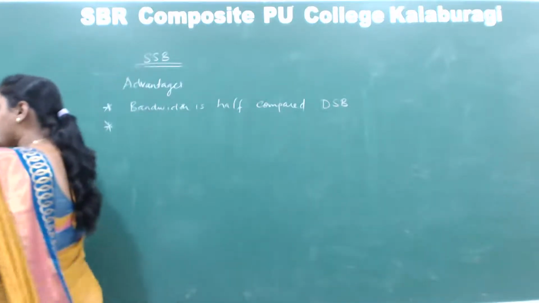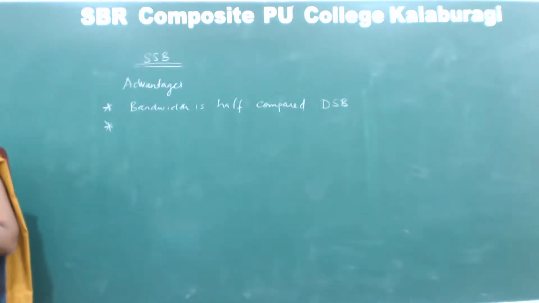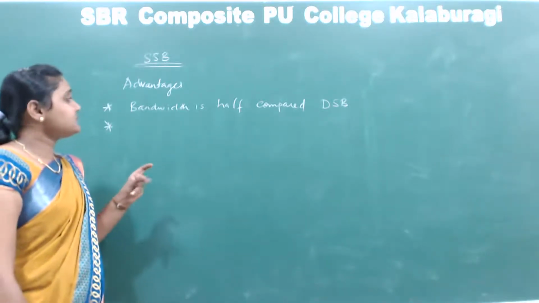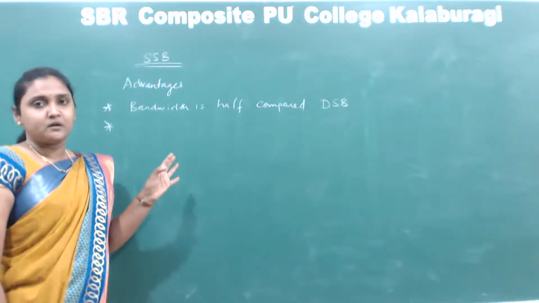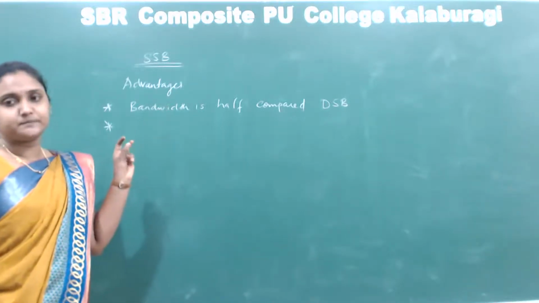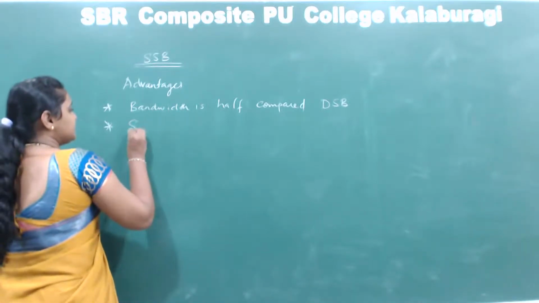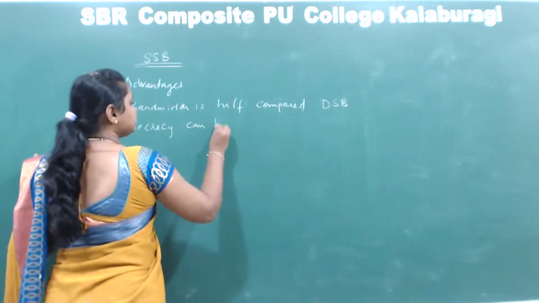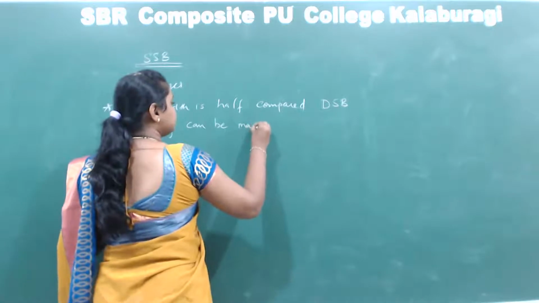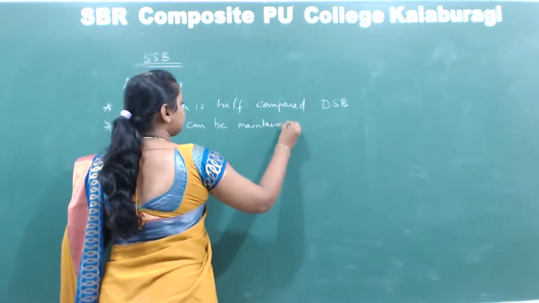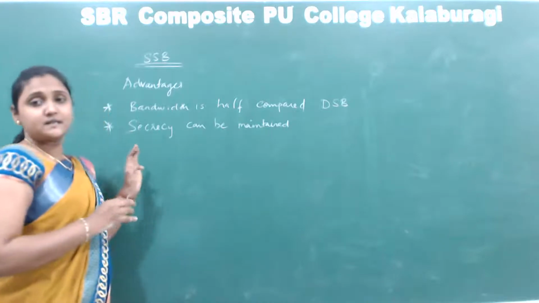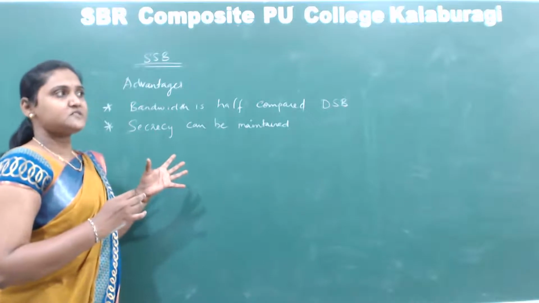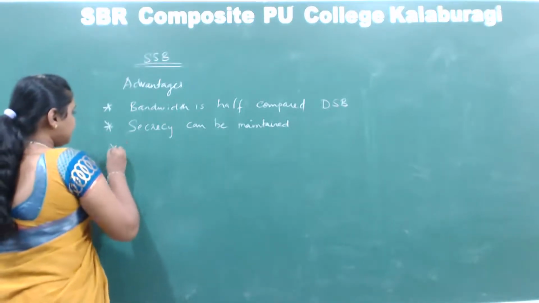So bandwidth is half of that of the double sideband transmission. So with this, what happens? More stations can be accommodated by this system. Next, secrecy. Secrecy can be maintained. The secrecy of the signals. That means the signals can be more, what we can say, safe over the transmission.